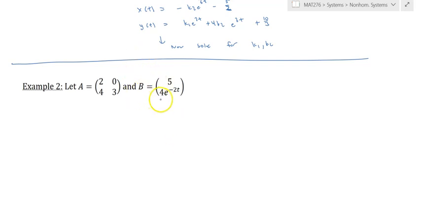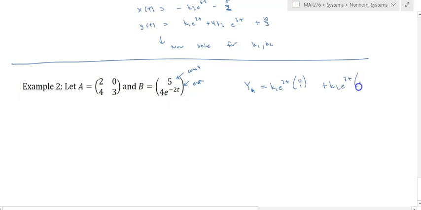This example is going to pose a new challenge to us because the two functions that we have are not alike. The non-homogeneous term for x of t is a constant, but the non-homogeneous term for y of t is exponential. And the reason this poses a problem, by the way, our y_h is the same because it's the same A matrix. It'll be k1 e to the 2t (0, 1) plus k2 e to the 3t (negative 1, 4). So we don't need to redo that again.